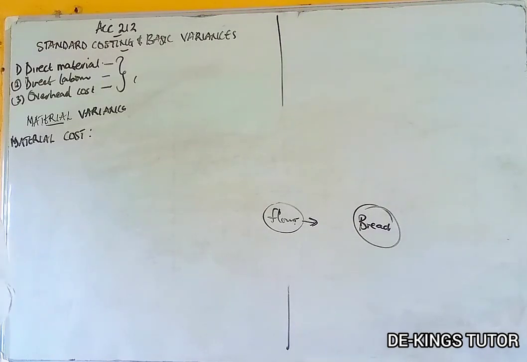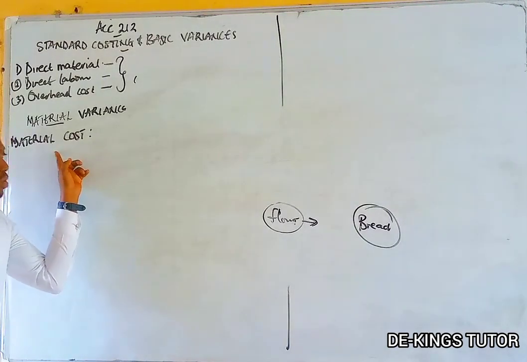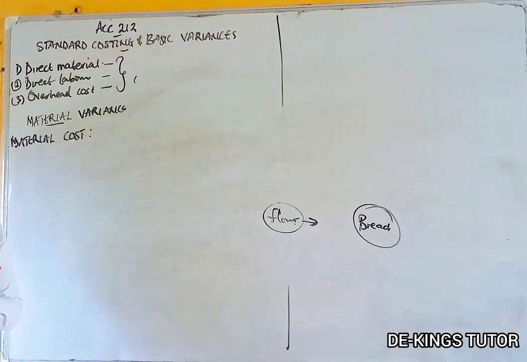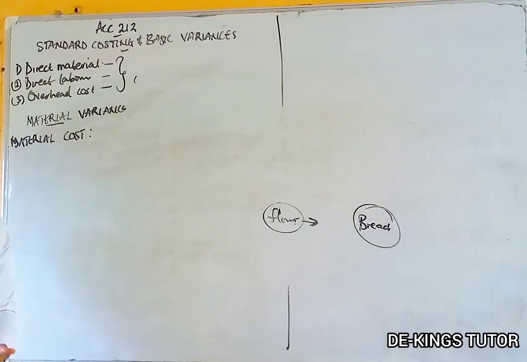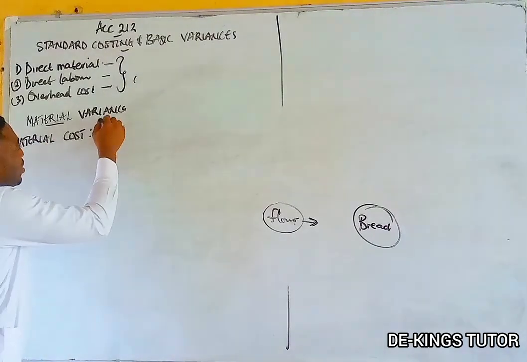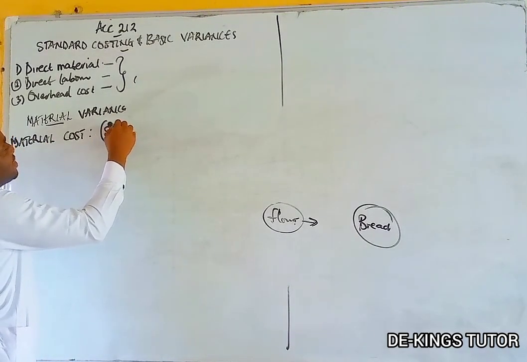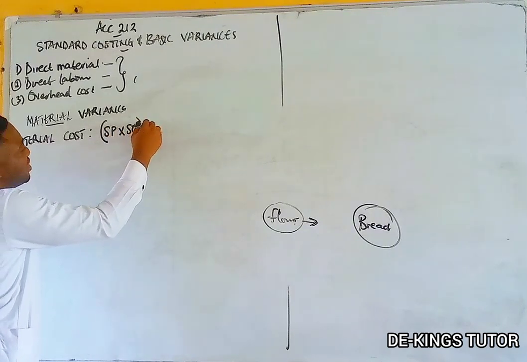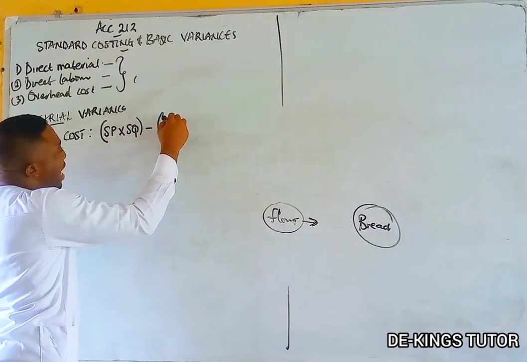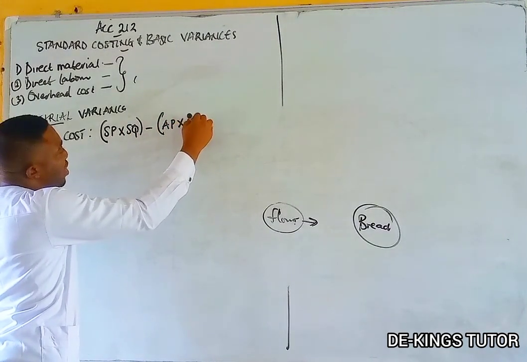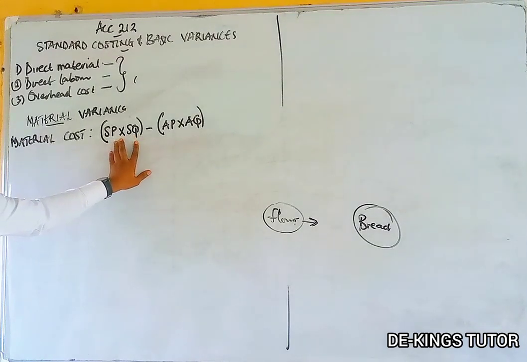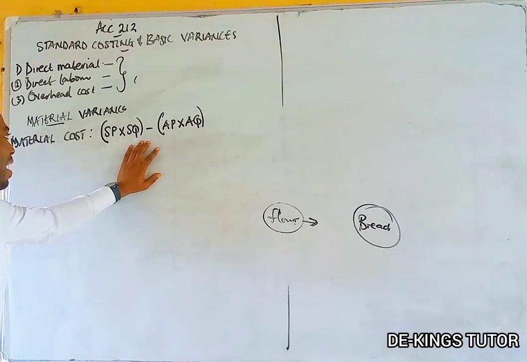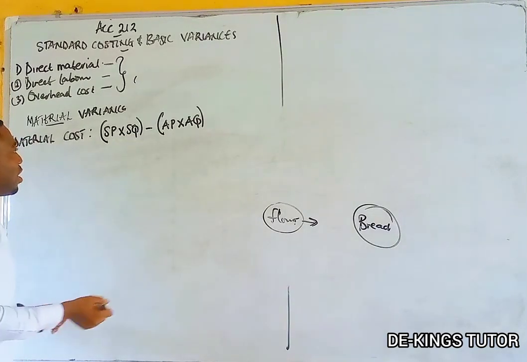Now please follow me. For the material cost, like I said, to determine the cost is the price and the quantity. And now we're talking about variance, which is the difference between the standard and the actual. So to determine the material cost variance, it will be the standard price times standard quantity minus the actual price times the actual quantity. Standard price times the standard quantity minus the actual price times the actual quantity.